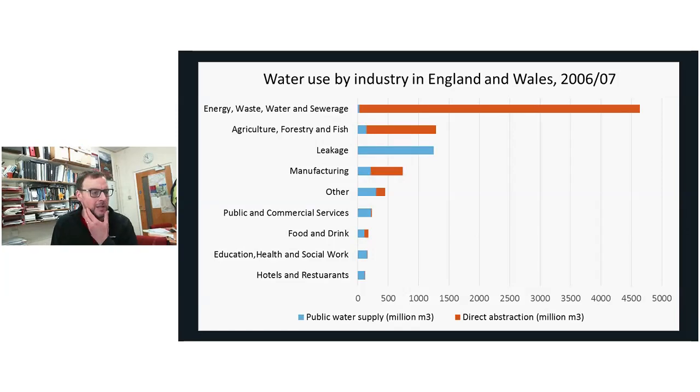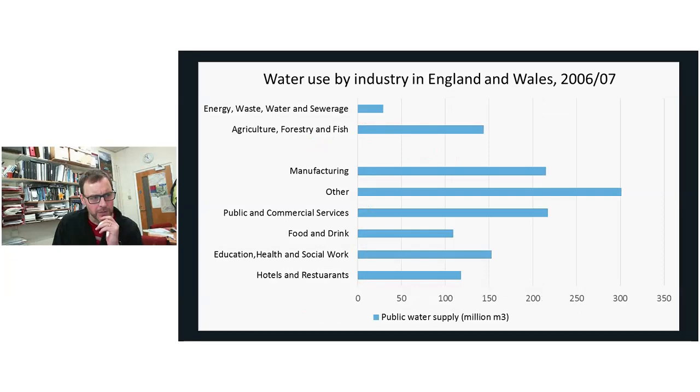You can see that in technical terms, a big user is actually leakage from the network. So the water supply company is, you know, if you look at it in this term, actually one of the bigger users of treated water in the water that's leaked from the network. But if we remove the abstracted water and we remove the leakage from this graph, this is what you see.